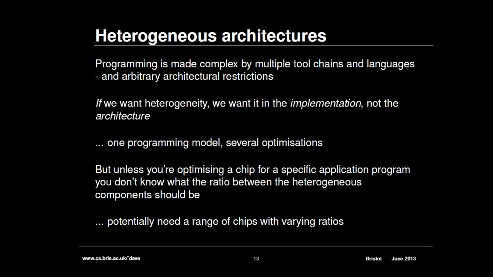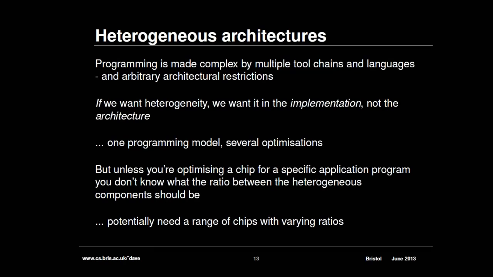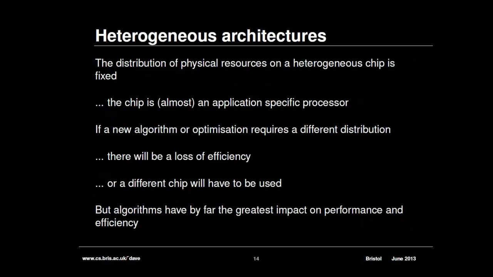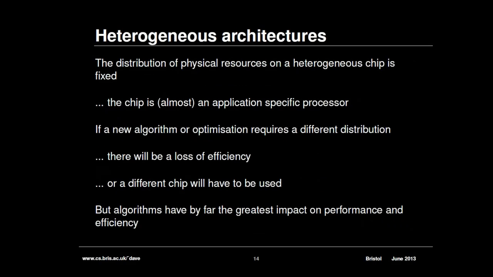Unless you're optimizing chips for specific application areas, you don't know what the ratio between the components should be. And so you're then stuck with the problem of potentially needing a range of them. It doesn't matter particularly if you're trying to make a specific machine to run a specific program. It's when you want to change the programs that the trouble starts. Once you've made the chip, the distribution of the resources is fixed. It's almost an application-specific processor. If a new algorithm is needed, then there'll be some loss of efficiency, or you'll need a different chip.